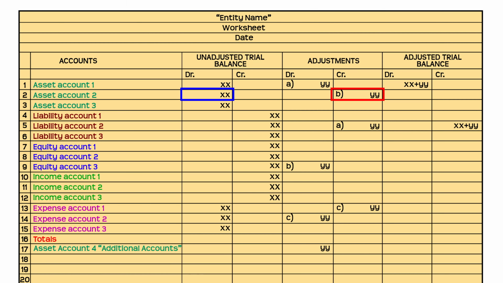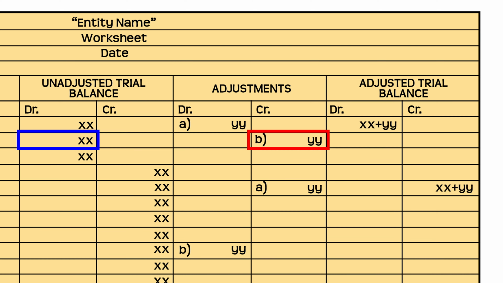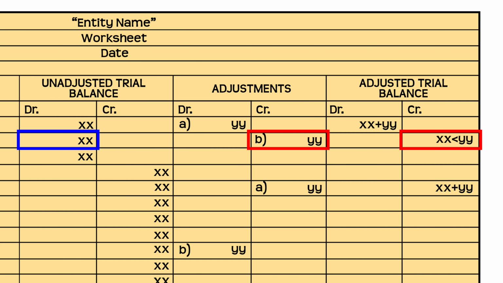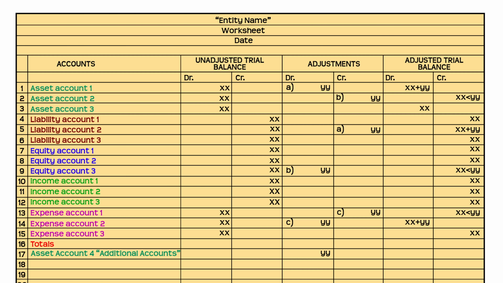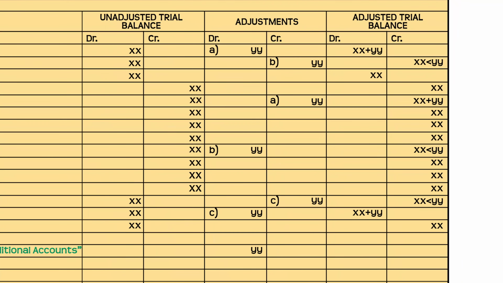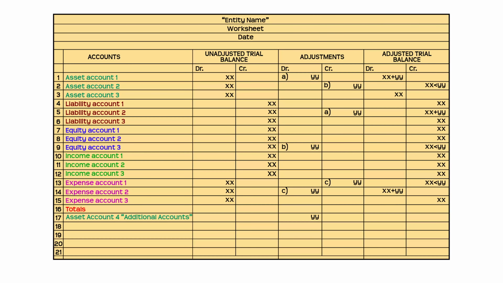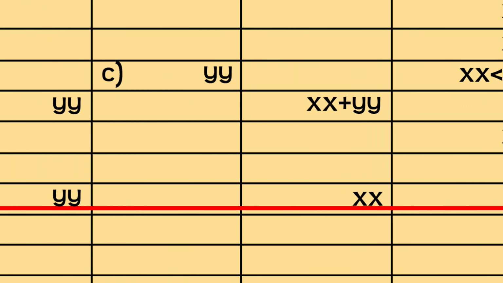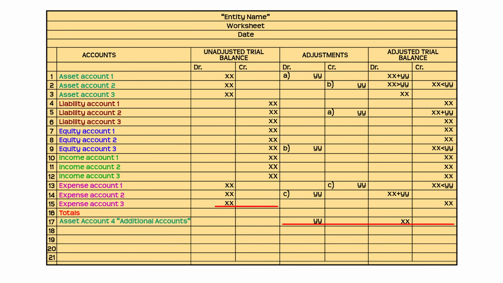If a debit is combined with a credit, the difference of the two amounts will be transferred to either the debit or credit side of the adjusted trial balance, whichever is greater. When the debit amount is greater than the credit, the difference will be placed on the debit side. And when the credit amount is greater, the difference will be placed on the credit side of the adjusted trial balance. Transfer the amounts that need no adjustment to the adjusted trial balance directly. Place a single rule under the debit and credit columns in line with the last account title and use a double rule for the totals.